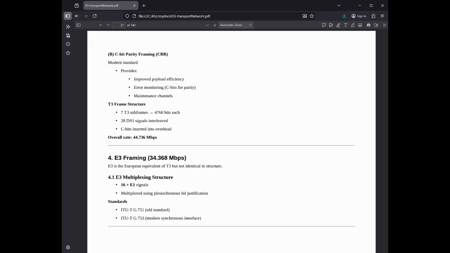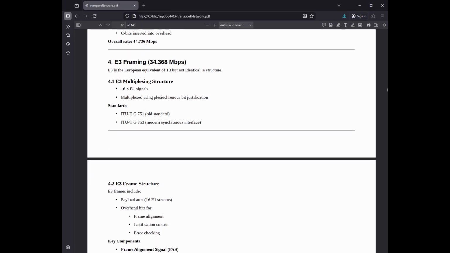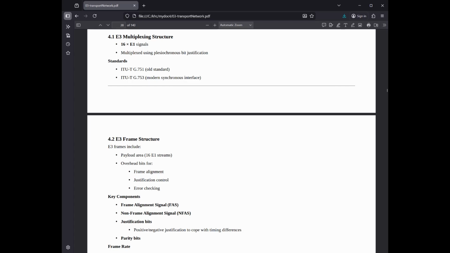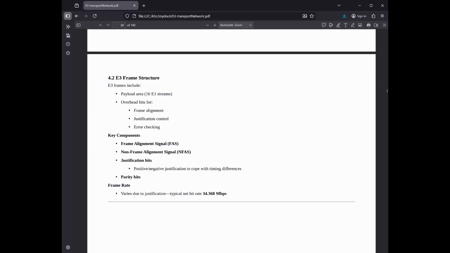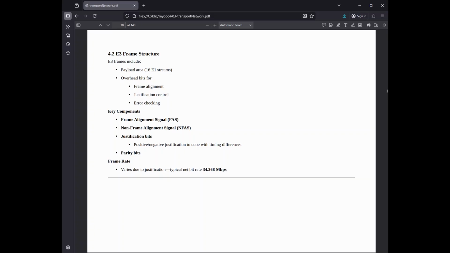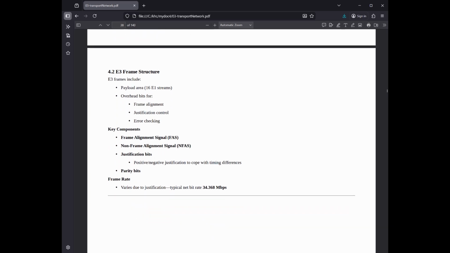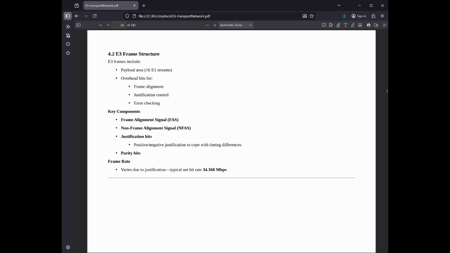E3 framing. E3 usually follows the ITU-T G.751 standard. Structure: an E3 frame is 1,536 bits long. Overhead: the first 12 bits are the frame alignment signal. Following this are bits for alarms, the A-bit, and national use, the N-bit. G.832, the modern E3, is a less common version designed to look more like SDH. It uses an 8-bit header for more advanced management, including trail trace, naming the circuit, and error monitoring.